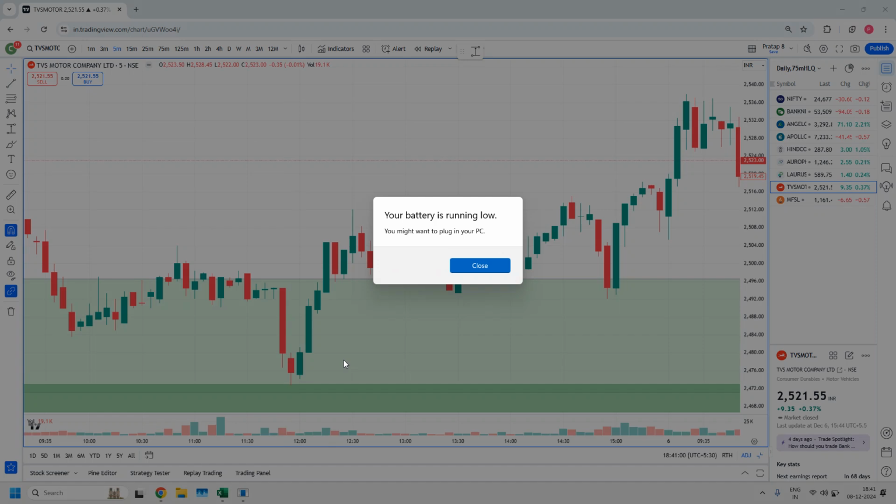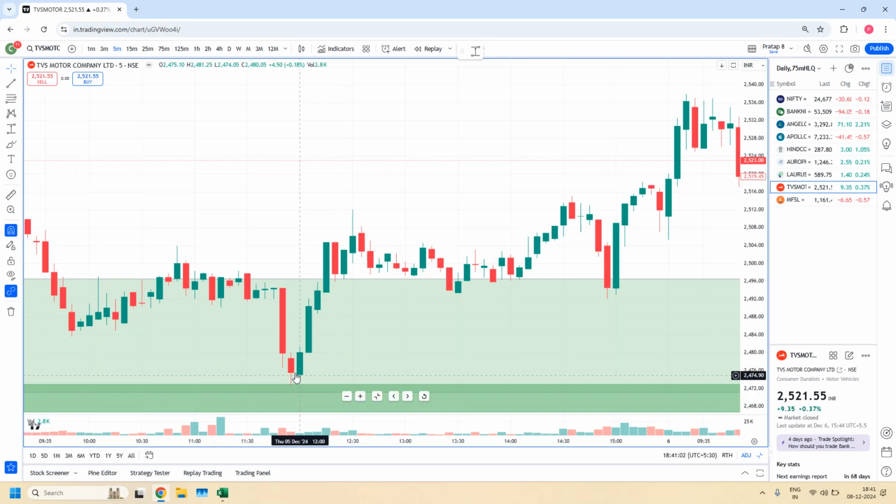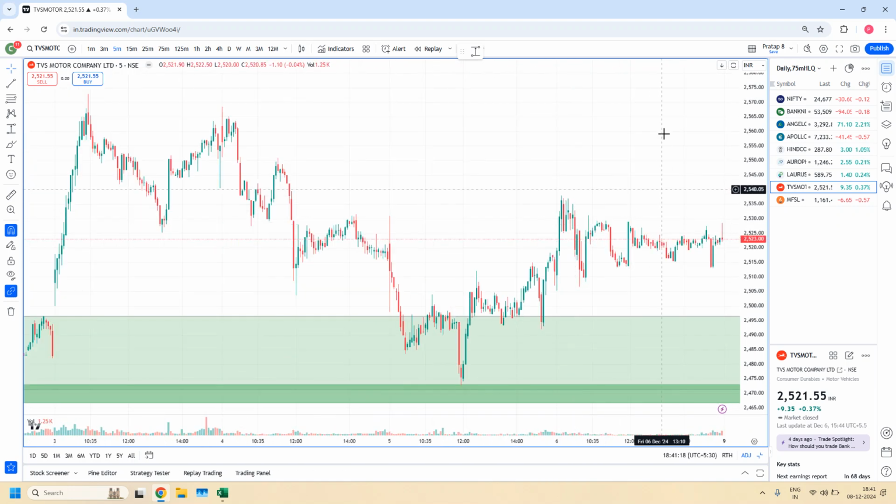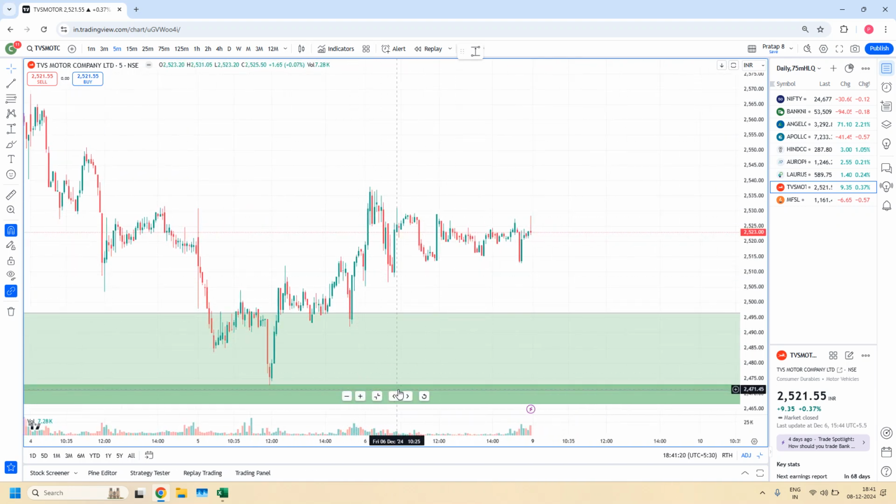Sorry, Thursday. We are discussing Friday's trades. If today is Friday, yesterday is Thursday, right? That means the previous day it gave a trade, and see how sharply it moved after it entered into the zone. But unfortunately, in today's trading session, prices did not enter into this zone.